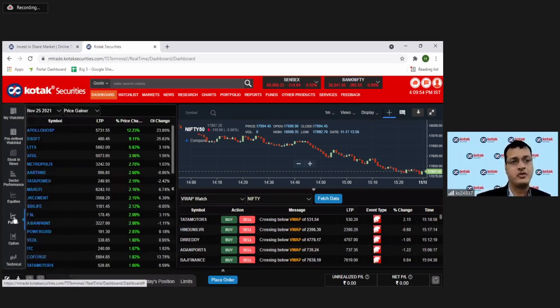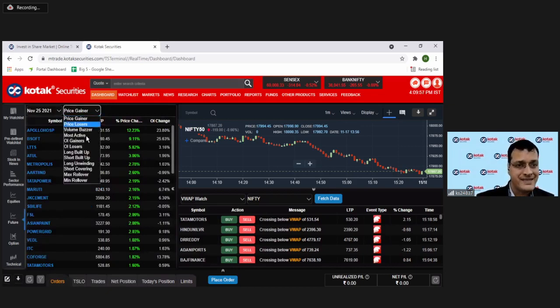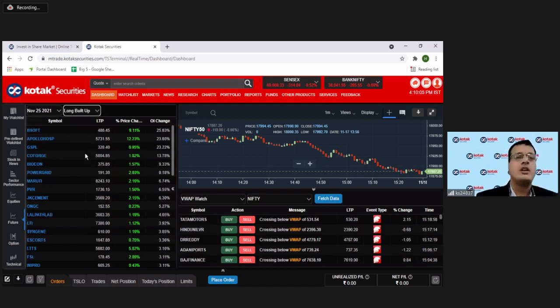Similarly, in futures, if you want to see price gainers today, or which stocks had probably the highest long build up. So long build up is basically a stock which has a positive bias, like there is a lot of buying happening in the stock. That is what a long build up is. So these are the stocks which had a long build up, and probably it's not a ground rule, but generally traders use this facility such that whenever there is a long build up, they tend to buy the stock for BTST. BTST is nothing but buy today and sell tomorrow.